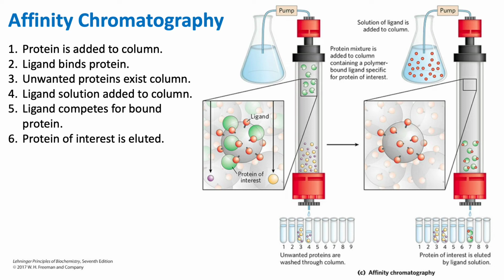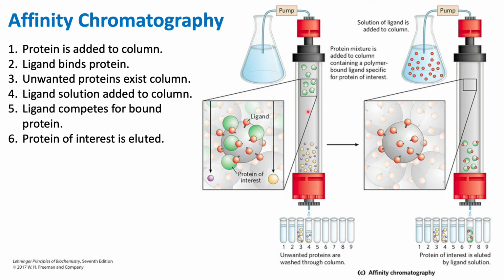Affinity chromatography is a technique used within biochemistry labs to isolate a protein of interest. So this is a technique that is used to specifically isolate a certain protein that you are interested in. Now what happens is that we have this column, and this column has a specific ligand that is able to bind whatever protein we are interested in.